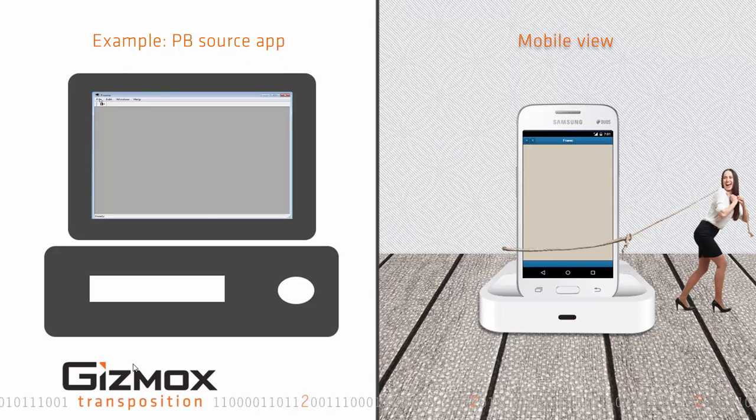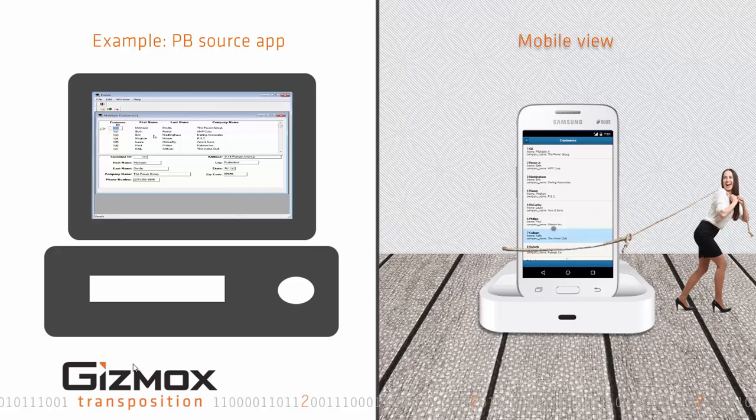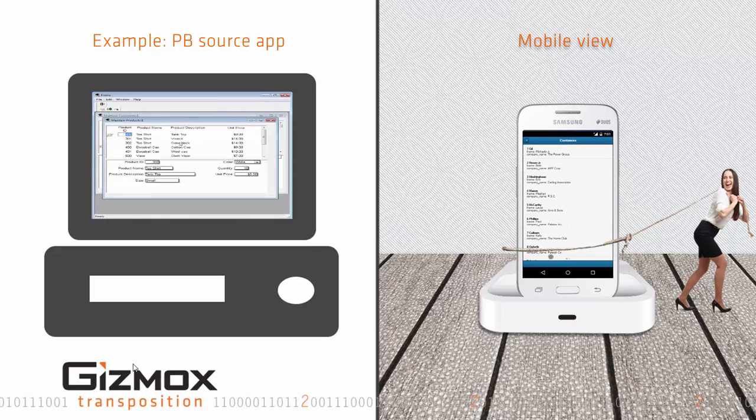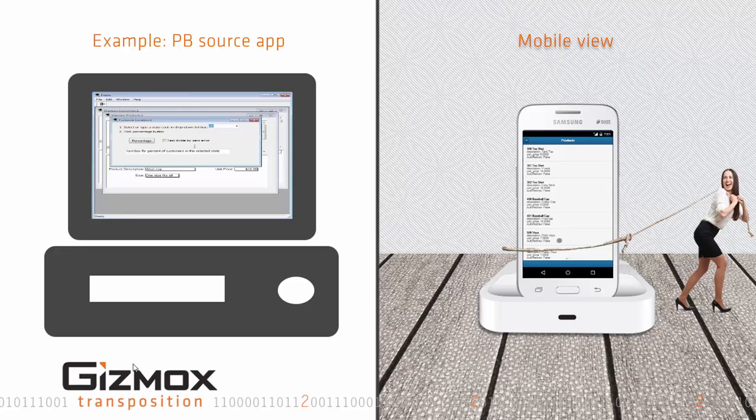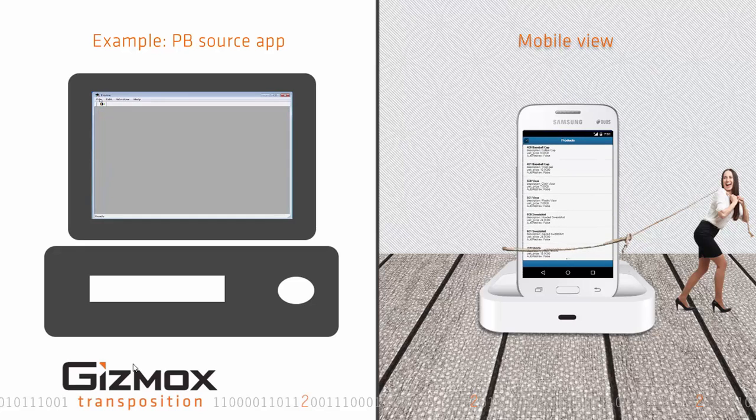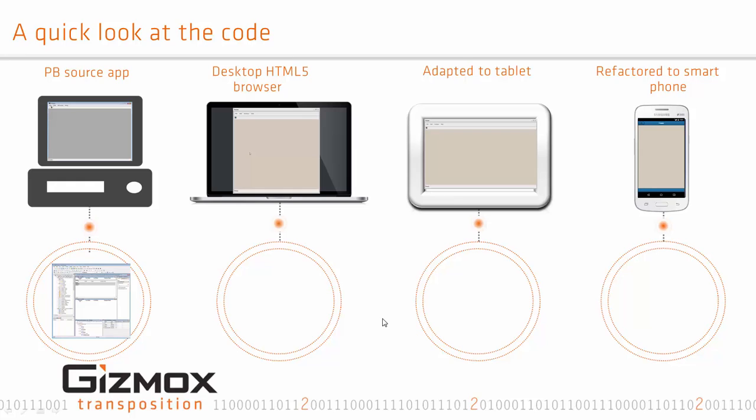Let's now look at going all the way from a desktop-based PowerBuilder application to the mobile view. Again, the same application on the left, but a radically different view on the right. But we will see that this view is based on the exact same code base as the browser-based application. Actually, it's the same application with different views, and we will look at how this is done in some detail shortly.